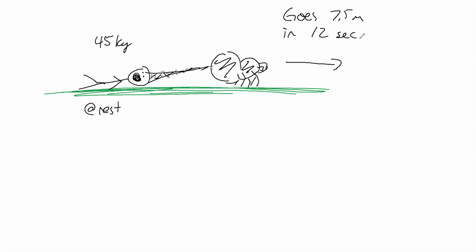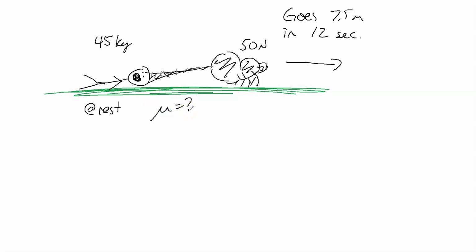Okay. And let's say the spider here is pulling with 50 newtons of spider force. So starts at rest, pulls with 50 newtons, goes 7.5 meters in 12 seconds, and the guy's 45 kilograms being dragged across the ground. So what is the coefficient of friction between the person and the ground?